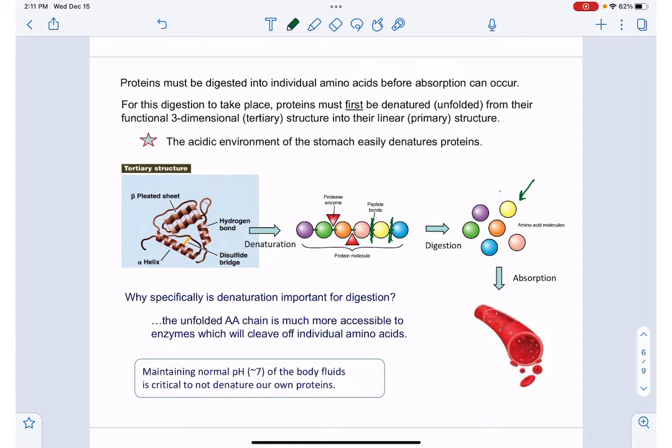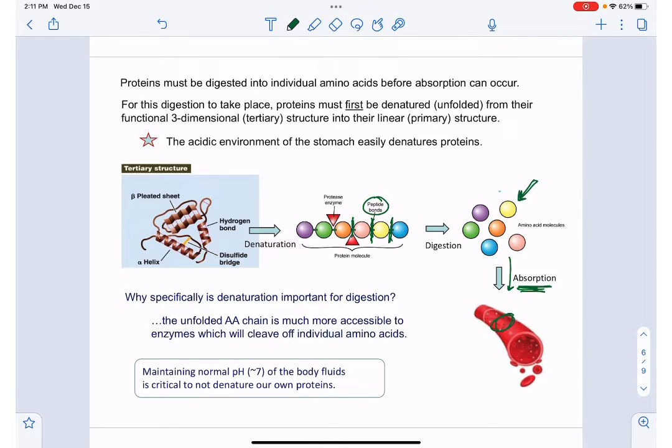And this is important because it's only at the single amino acid level that these nutrients are able to cross the intestinal wall and get into the blood, that they're able to be absorbed. So the goal with protein digestion is to break all of these individual covalent bonds, which we call peptide bonds in this case. And so we are left with individual amino acids, because individual amino acids are small enough to move across the intestinal wall and be absorbed.